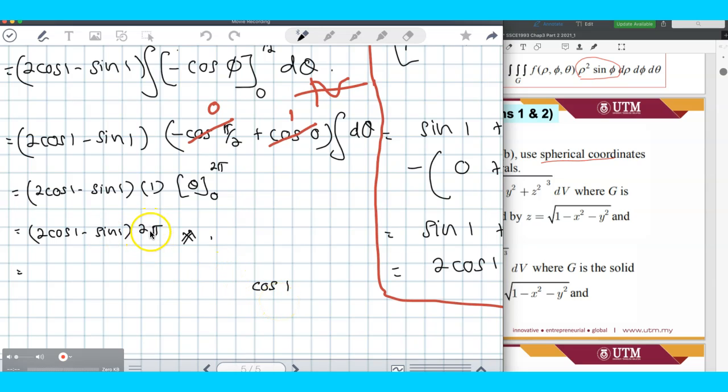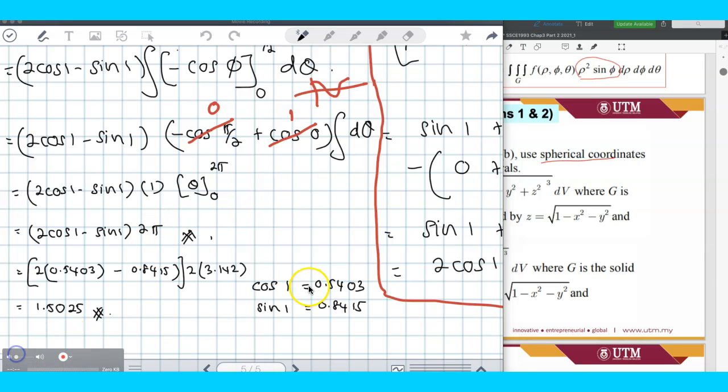You can leave your answer in terms of pi, or you can evaluate the pi. When you set your calculator in radian mode, cos 1 will give you this, and sin 1 will give you this. Or you can just put this expression into your calculator, and the answer will be 1.5025, if the question asks for your final answer in 4 decimal places. Otherwise, you can just leave your answer in this form.